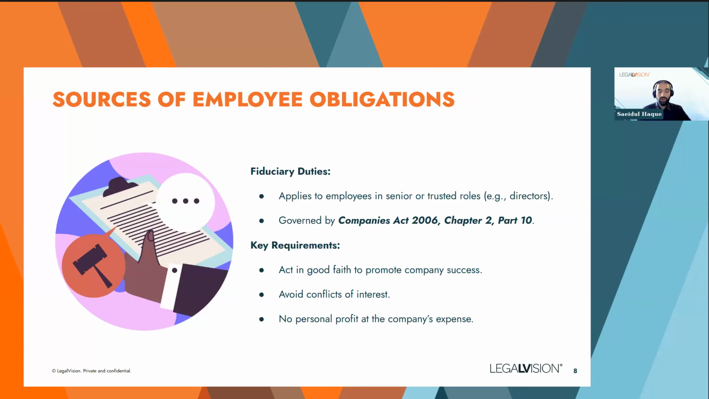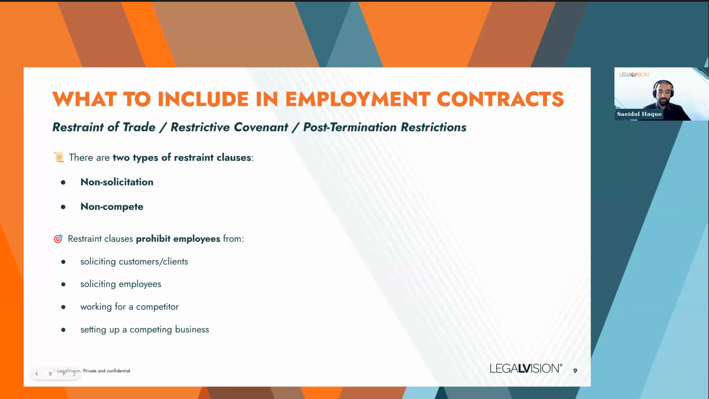So when it comes to key things to consider including in an employment contract, you may want to consider carefully drafted restraint clauses, and these are commonly referred to as restrictive covenants, post-termination obligations, or simply restraint clauses. There are two main types of restraint clauses. We have non-solicitation clauses, and we also have non-compete clauses. What these clauses can do is prohibit employees from soliciting your customers or clients, your employees. It can stop them from working for a competitor, or setting up a competing business as well. So that is quite a big one, which we'll come on to more later on.